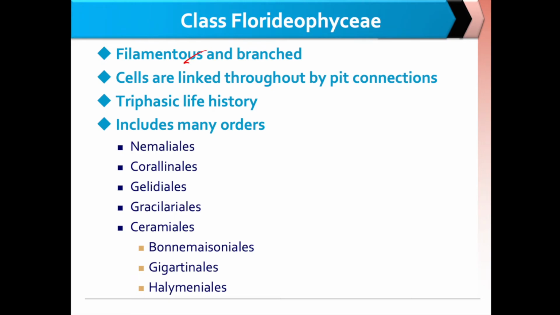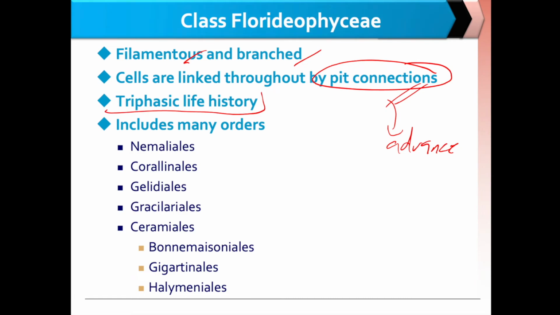They are usually filamentous and branching in nature. Their cells are linked through what we call pit connections. And again, pag may pit connection, that is a more advanced character in terms of evolutionary history. They have a triphasic life history, and it includes many orders na mas kilala sa science, which is your Nemaliales, kasi mas economically important ang mga to, your Corallinales, yung mga hard algae natin, red algae natin, Gelidiales, Gracilariales, and yung ating Ceramiales. Yeah, ayun din si Halymeniales mo, si Gigartinales mo, yung Bonnemaisoniales natin kasama din dyan.